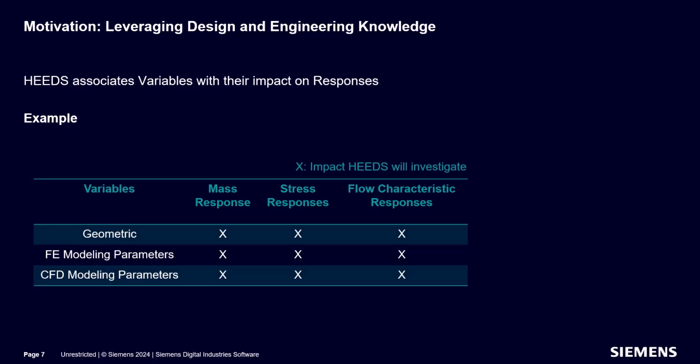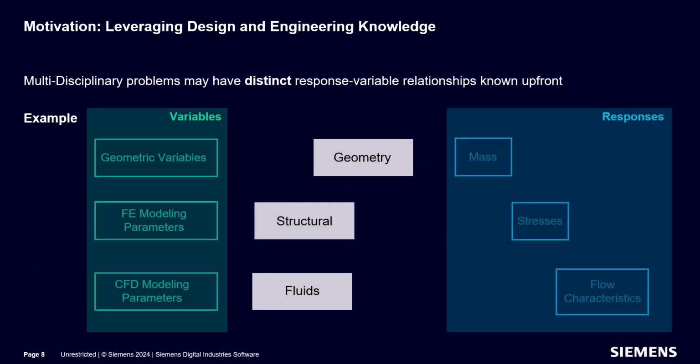Typically, we would set up this process and the associated variables and responses would be tagged in their respective files, and then HEEDS would investigate the impact of each variable on the respective responses. As noted, SHERPA would then efficiently optimize our problem against the goals we provided. However, in this case, we the engineers have more knowledge up front. Specifically, we know distinct response variable relationships a priori.